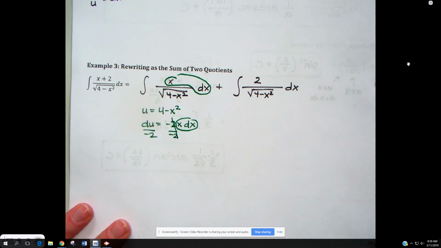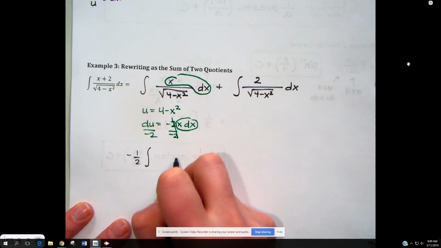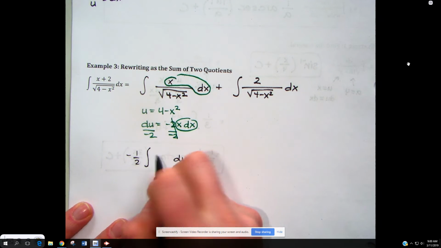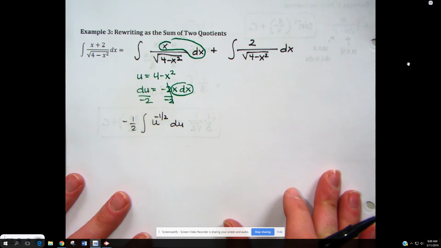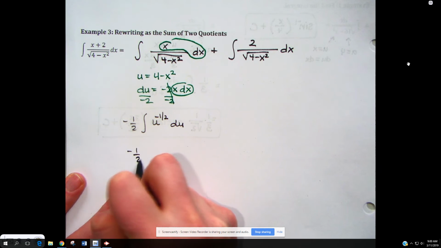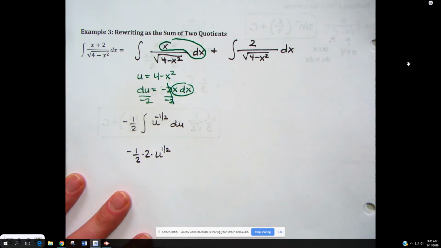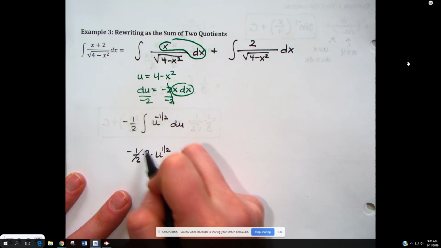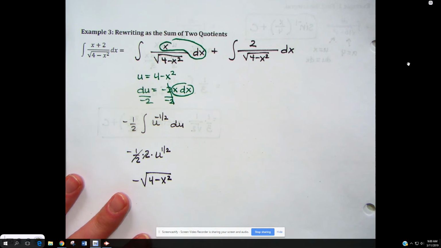If I'm using that as my substitution, then everything circled in green becomes negative 1/2 du. And I would have u to the minus 1/2. That's just a nice, simple power rule, right? We don't want to overcomplicate everything. You still have your old rules. So I will get negative 1/2, u to the positive 1/2. If I divide by that positive 1/2, I'm going to actually have a multiplier of 2. And so 1/2 times 2, I get negative square root of 4 minus x squared. So that first piece did not require inverse trig at all. It was a nice, simple u substitution.